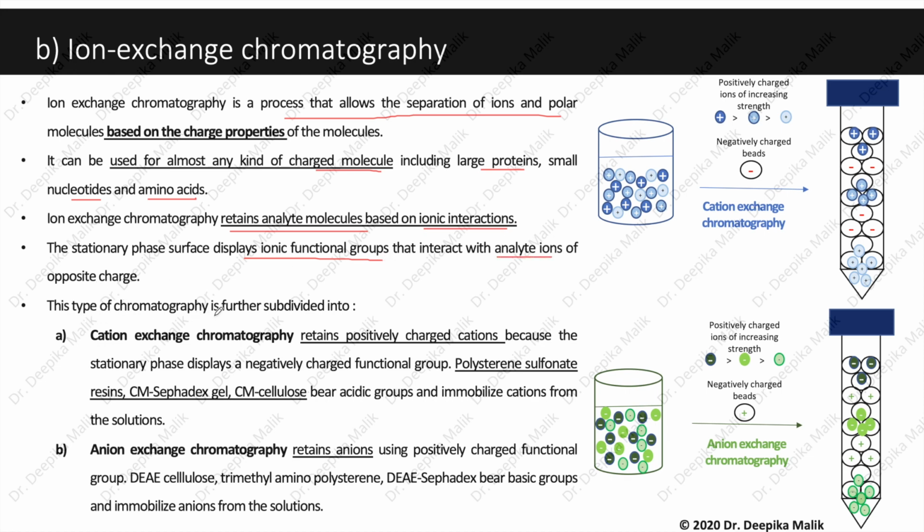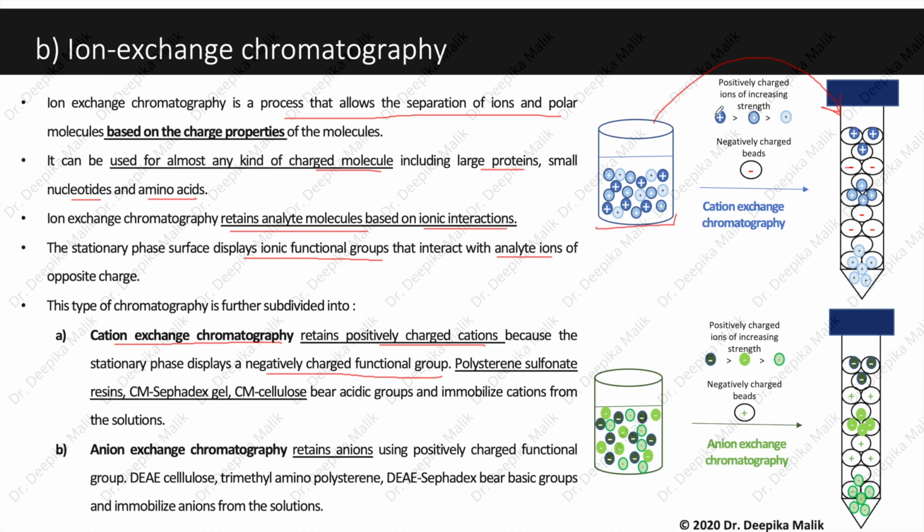This type of chromatography is further subdivided into cation exchange chromatography, that retains positively charged cations because the stationary phase displays a negatively charged functional group, as you can see in the diagram. Here the column is packed with a negatively charged stationary phase, and when the sample containing positively charged molecules is added into the column, the analytes come out of the column depending upon their positive charge.